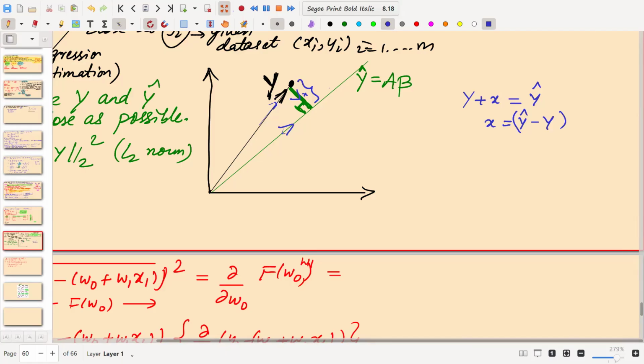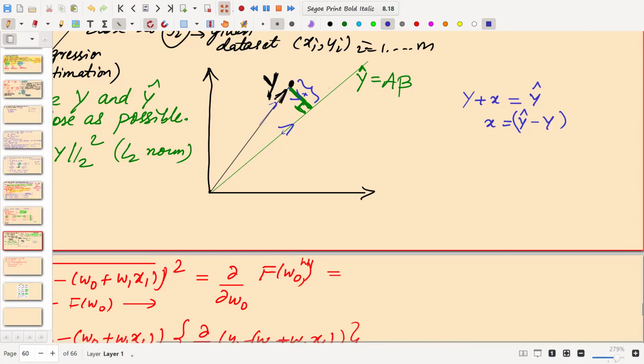Can you think what we can do next? We have found all vectors. What can we do next? The minimum distance is the perpendicular. We already have it, but we will put that condition, that we want the x vector to be perpendicular to the y cap.